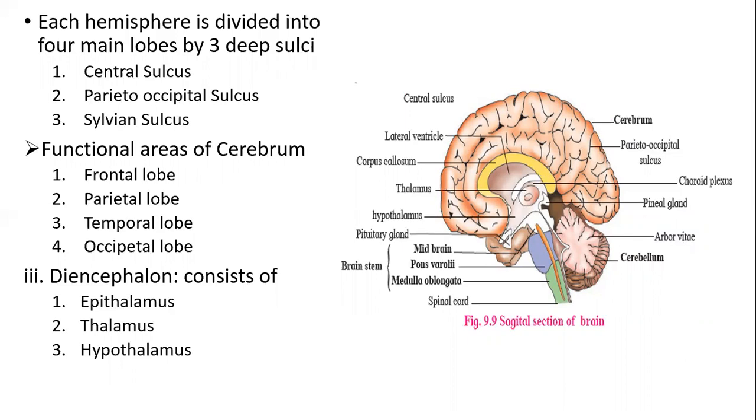The outer surface of the cerebrum is called cerebral cortex. बाहेरचा भाग जो आहे त्याला म्हणतात cerebral cortex. And the deep inner part is known as cerebral medulla. मधल्या पार्टला काय म्हणतात? Cerebral medulla. The cerebral cortex has the outer region, which is thin region, and it is composed of gray matter. And the inner medulla is composed of white matter.